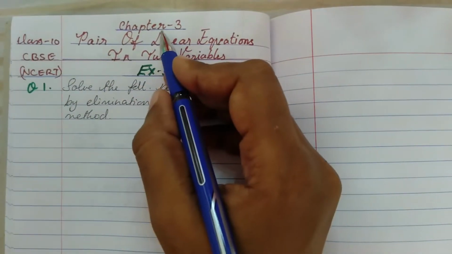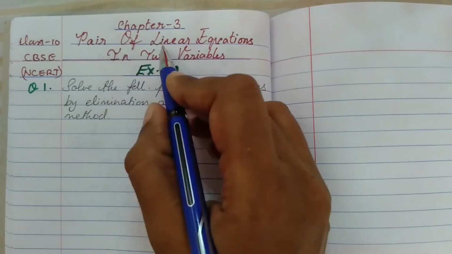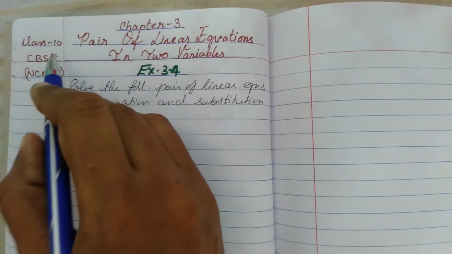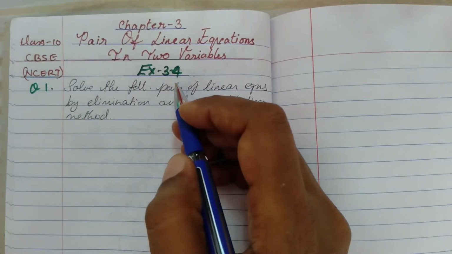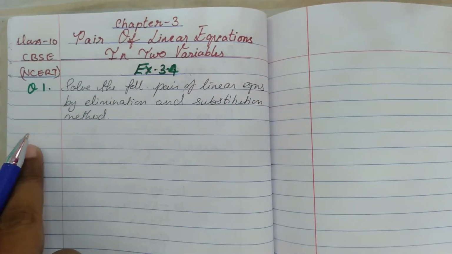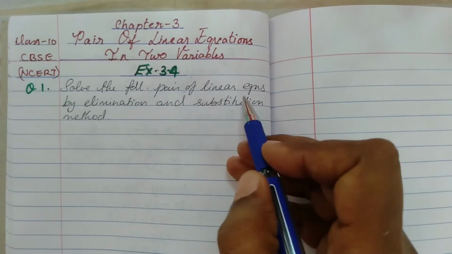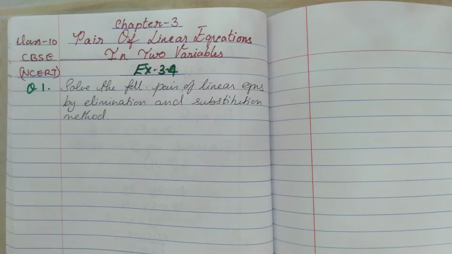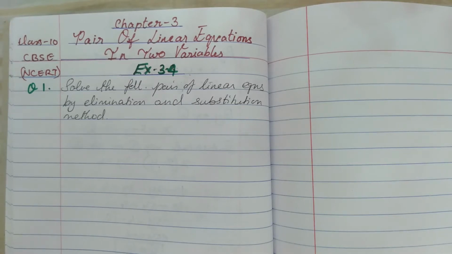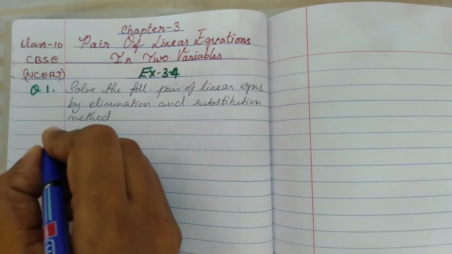Today we shall continue with chapter number 3, pair of linear equations in two variables of class 10 CBSE NCERT syllabus. We shall start exercise number 3.4. Question number 1. Solve the following pair of linear equations by elimination method and substitution method. Now we will be given 4 pairs of linear equations. We have to solve this by elimination method as well as substitution method. Now let's do the first part today.